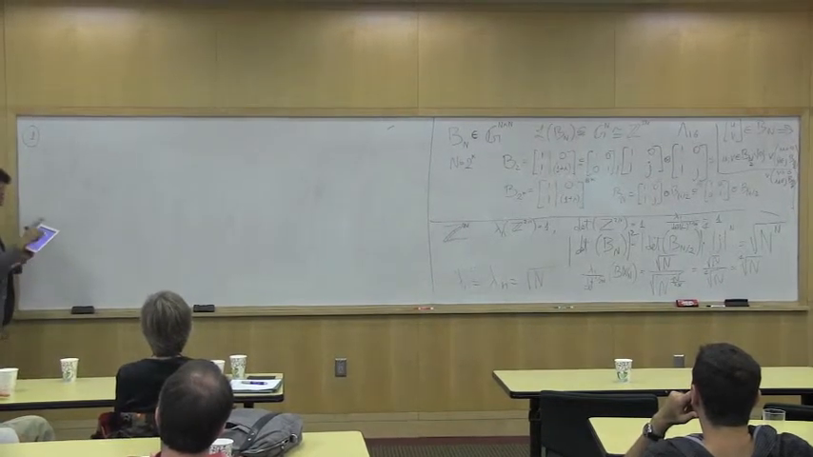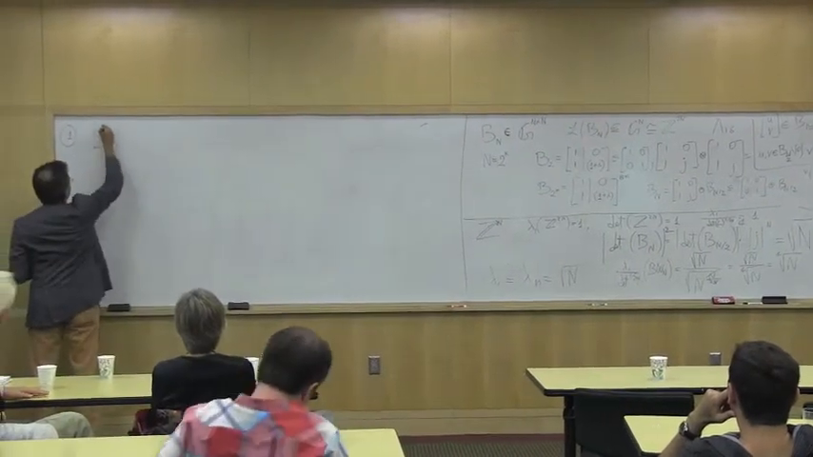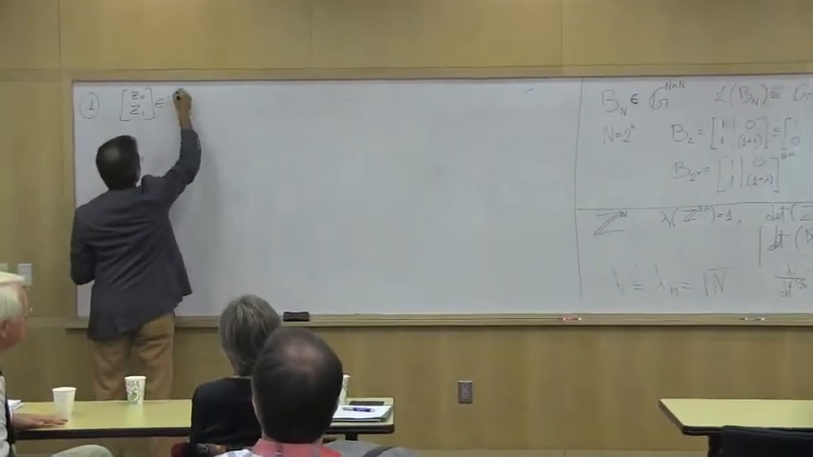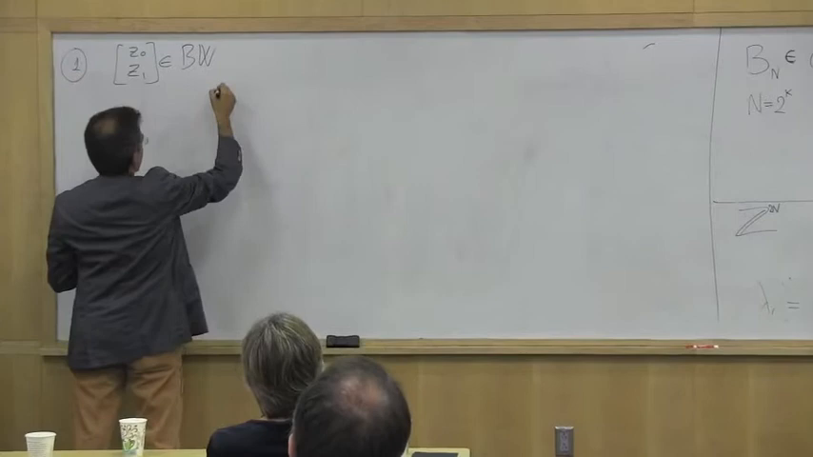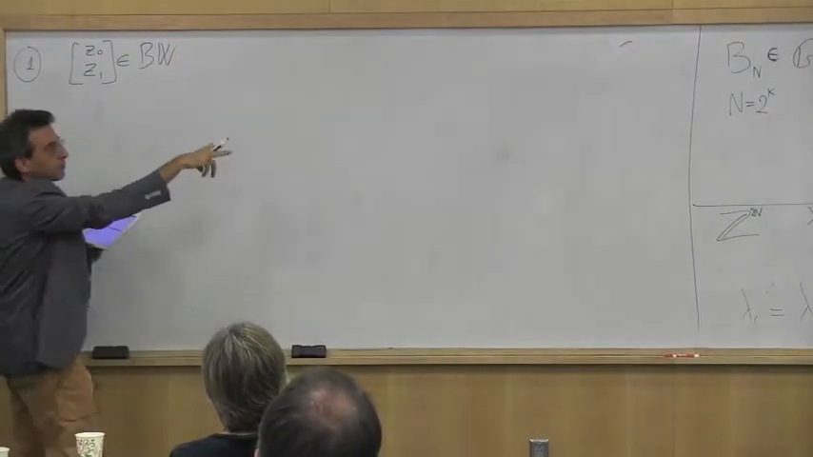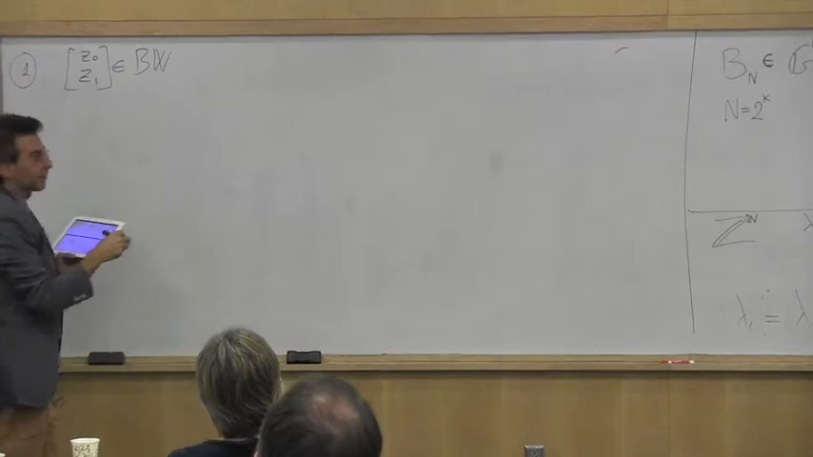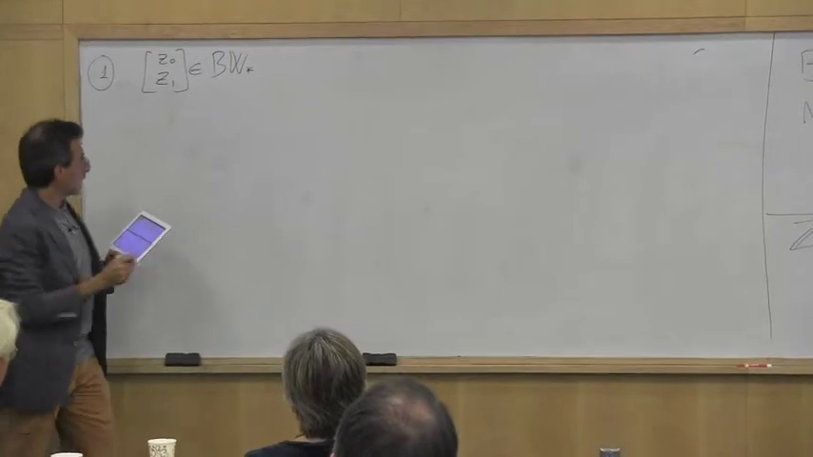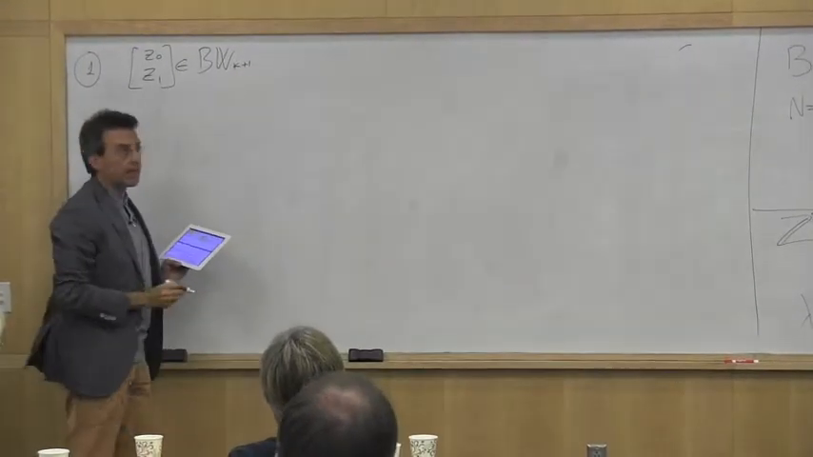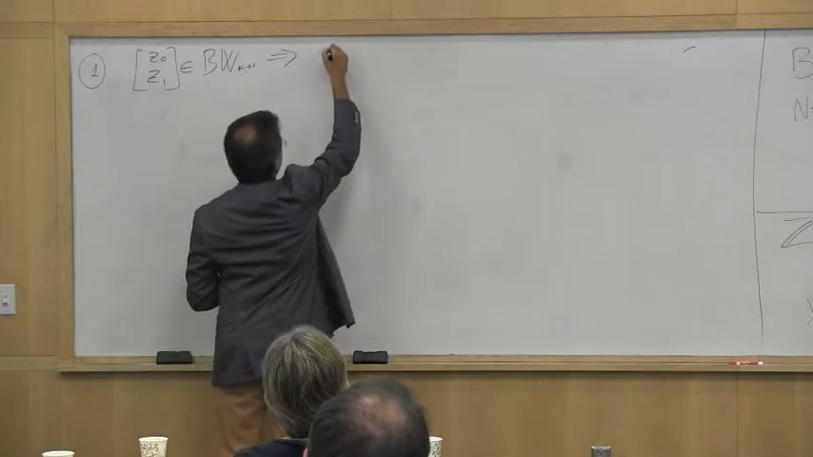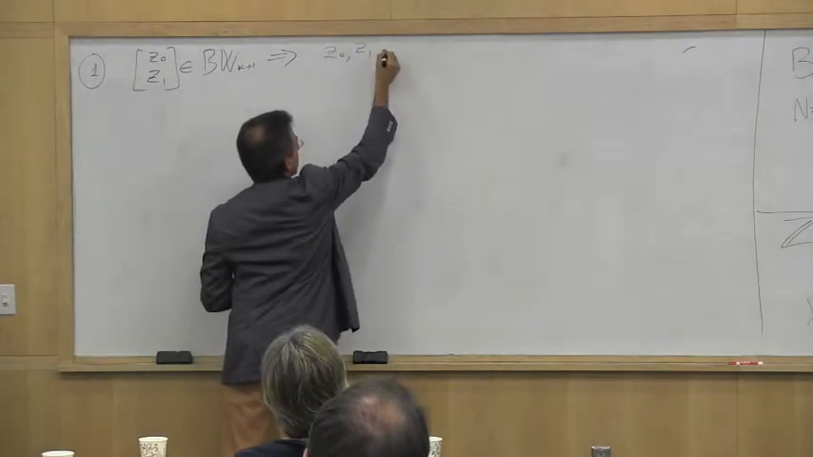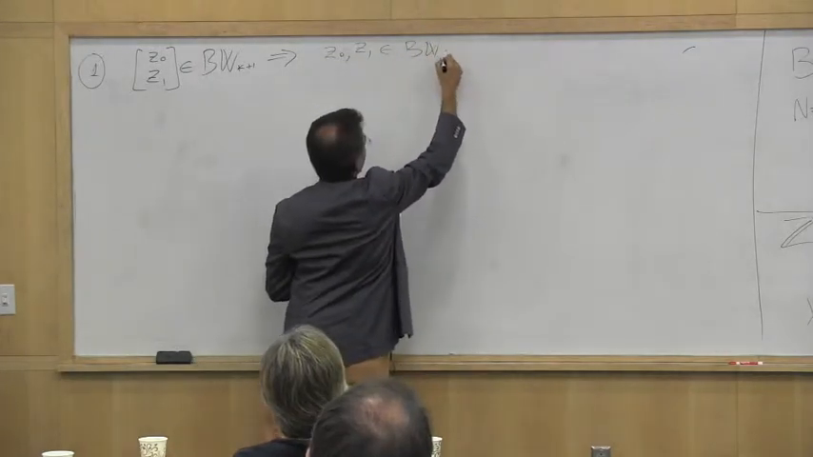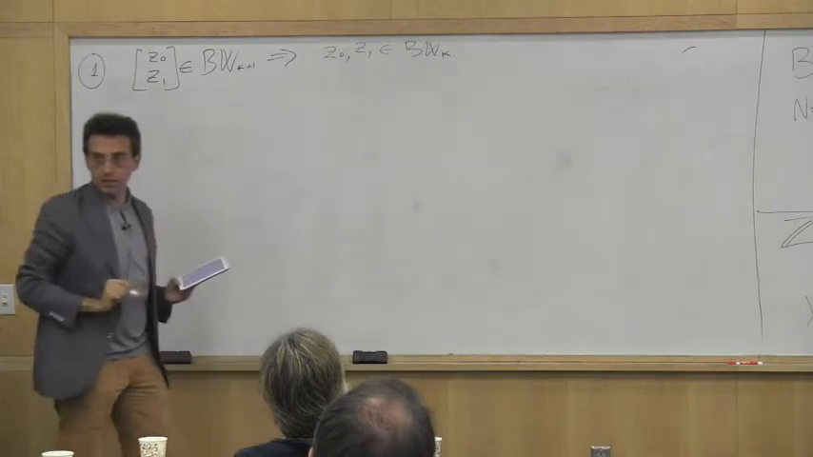Observation number 1, which I already wrote. If the vector z0, z1 belongs to the Barnes-Wall lattice of index, let me use the logarithm, k, instead of 2 to the k, in this lattice in the k plus 1, then both the top and the bottom part of the vector belong to the Barnes-Wall lattice of index k. Okay, we have seen this already.